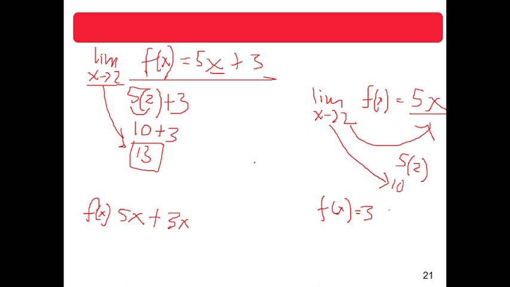So therefore, as your function is 5x, your limit would become 10. Okay po? Alright, so how about the next function? What would be the limit of this function 3 as x approaches 2? In the first place, we could see that this is a constant number. Again, what is a constant number?